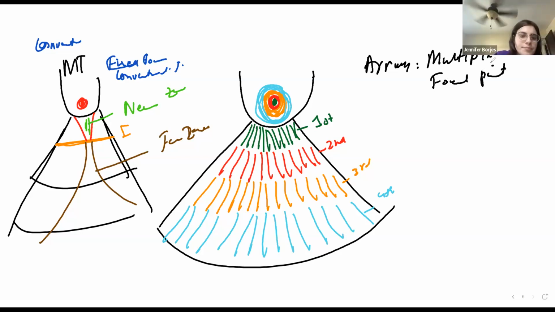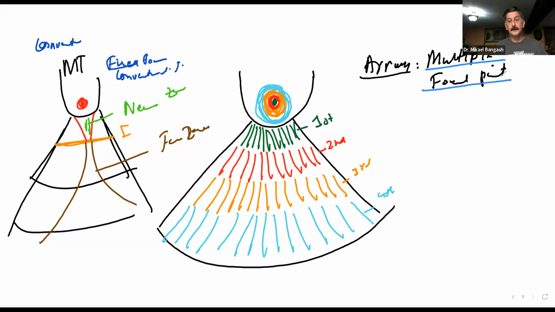Yes. Okay, so once you see the word array, there's no question about it. It is going to be a transducer which has multiple focal points, or you can say you'll be able to focus at multiple depths. Gotcha. Thank you. Clear?